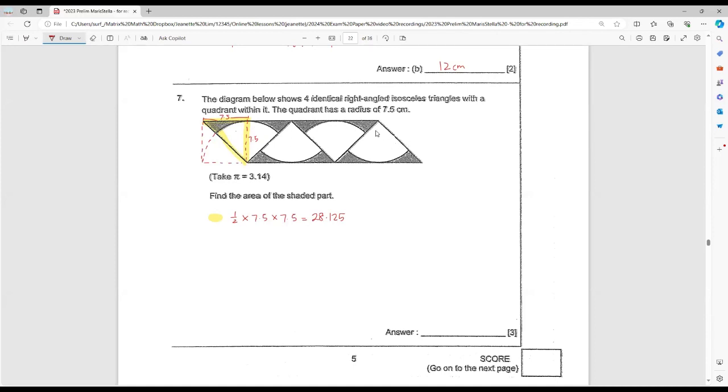So the total area will be 8 times of 28.125. This will be 225. Now we find the area of the circle.